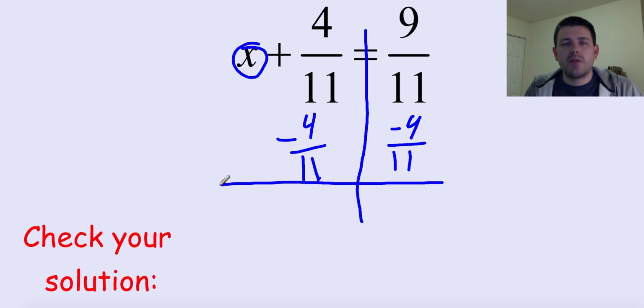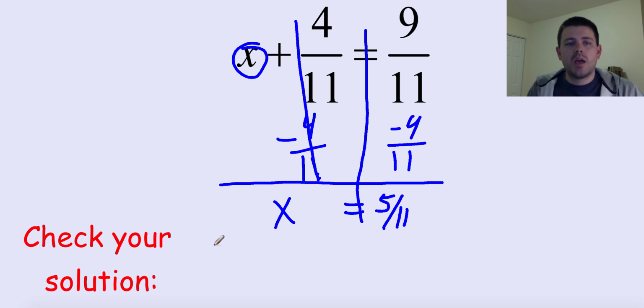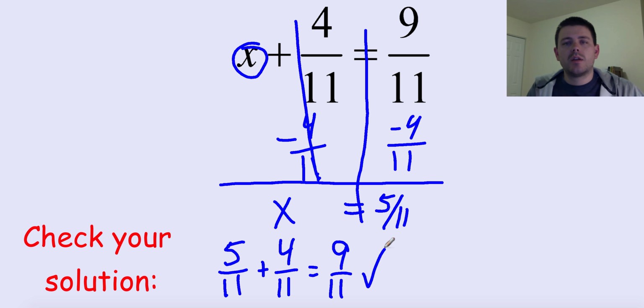So I do the same thing on the left-hand side. They gave me 4 11ths. I got rid of it. So they cancel each other out and disappear. And we're just left with x. 9 11ths minus 4 11ths is 5 11ths. Probably what you thought the answer was going to be, but now we actually proved it. We know for certain that's our answer. Now let's check the solution. Plug in 5 11ths for x plus 4 11ths gives me 9 11ths. That's what I wanted. So my answer is correct. And that's how we can solve an equation by showing our work and checking our solution.